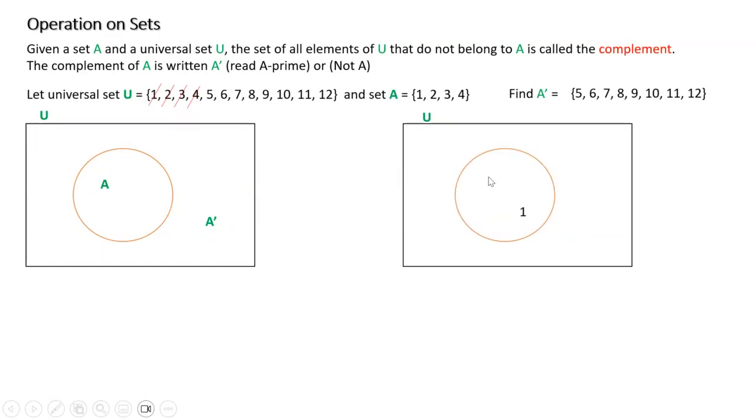This is set A. Set A contains 1, 2, 3, and 4. And not A, or the complement of A, means the 5, 6, 7, 8, 9, 10, 11, 12 will be on the outside, but they're in the universal set. So there's 5, 6, 7, 8, 9, and 10. That's how you represent a Venn diagram with this given information. But we're missing the 11 and the 12. Okay, that's how we do it.